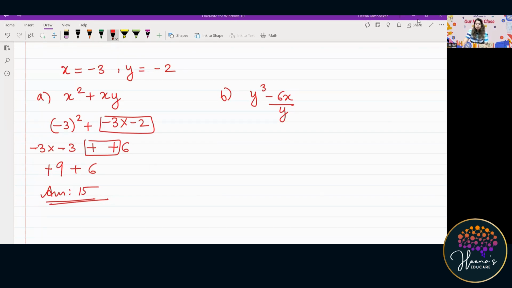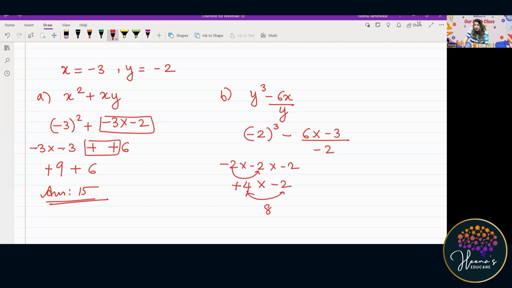Let's move on to this one. You have y cube, which is minus 2 cube, minus 6 into minus 3 upon minus 2. Look at this one. It is minus 2 into minus 2 into minus 2. So 2 into 2 gives you a 4. Minus into minus will give you a positive 4, right? Into minus 2. So 4 into 2 gives you what? 8, and plus and minus gives you minus, right?